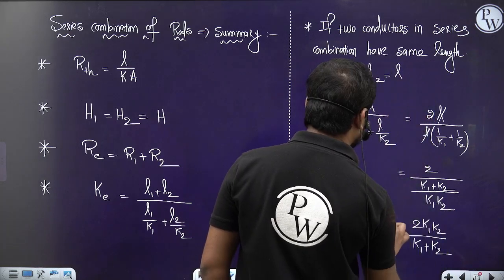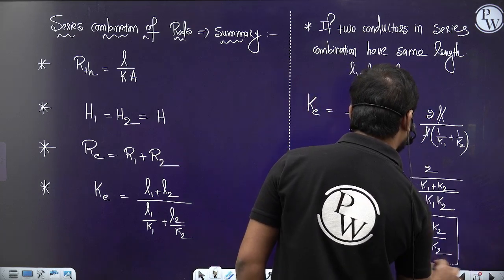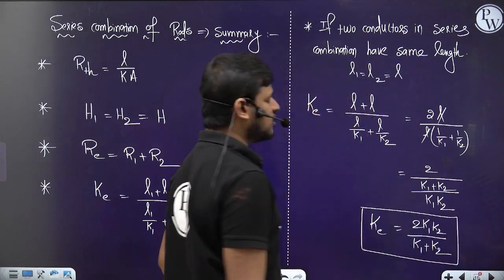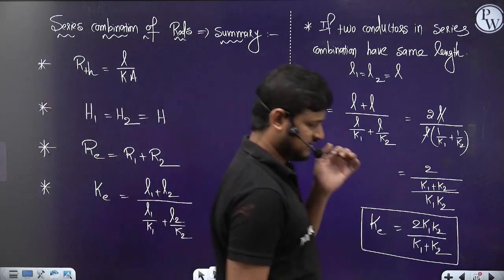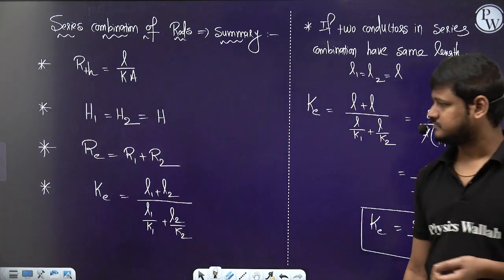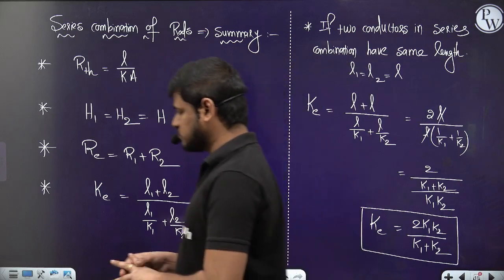So this is the equivalent conductivity. So if the two rods have the same length, this is the standard result. Done guys, everyone? Clear? So just note these things down.